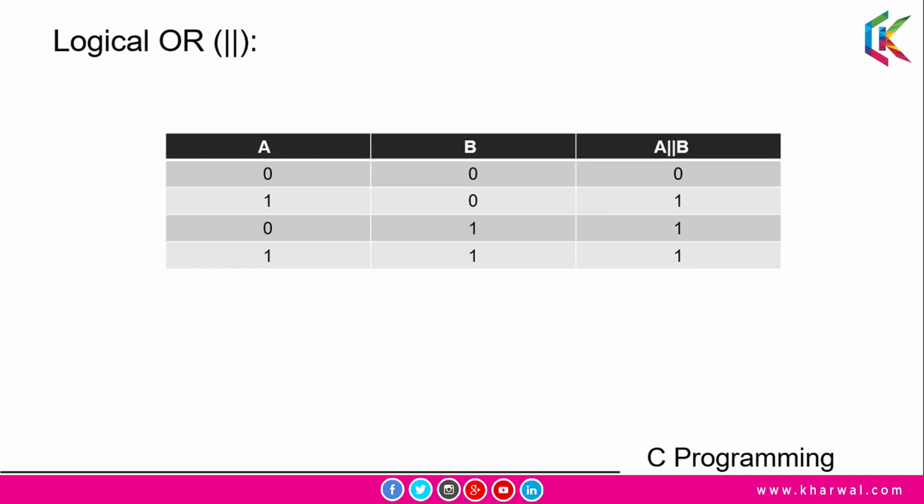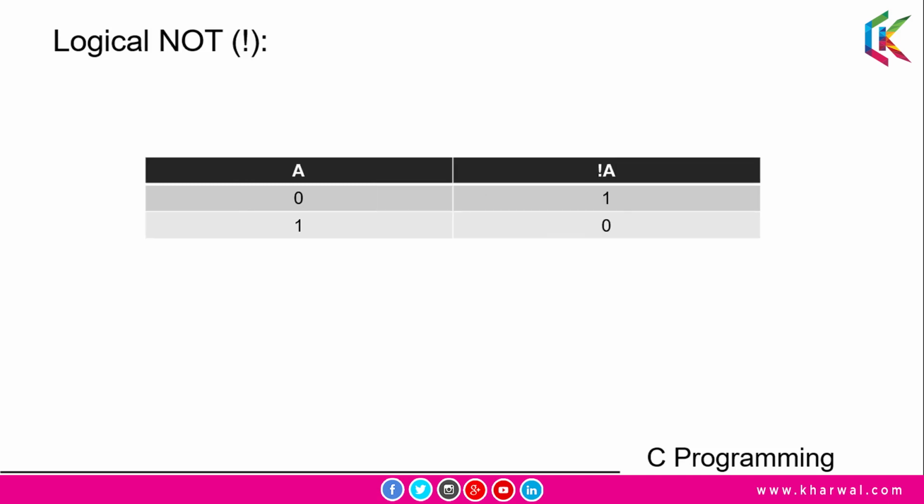Now let's discuss the logical NOT operator. Logical NOT operator is used to flip the value. If the value of operand is 0, then it will convert to 1. And if the value of A is 1, then it will convert it into 0.